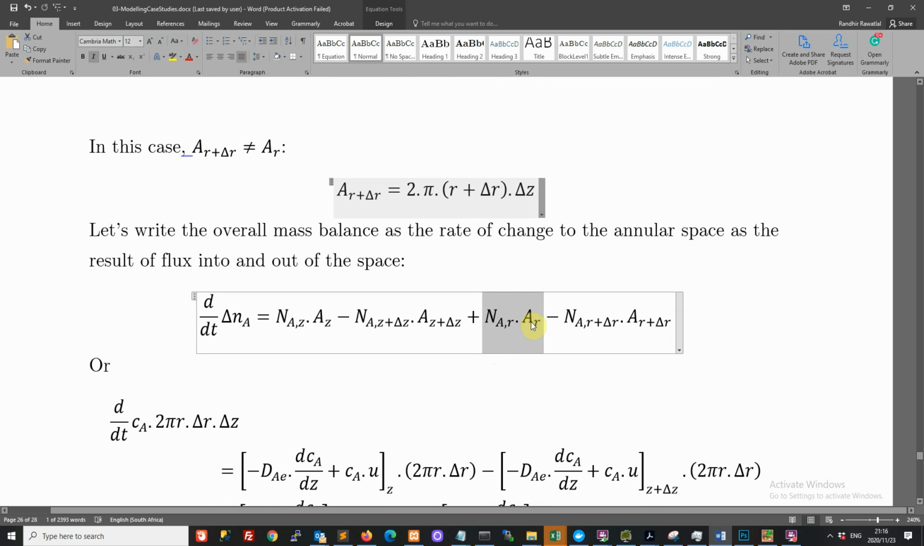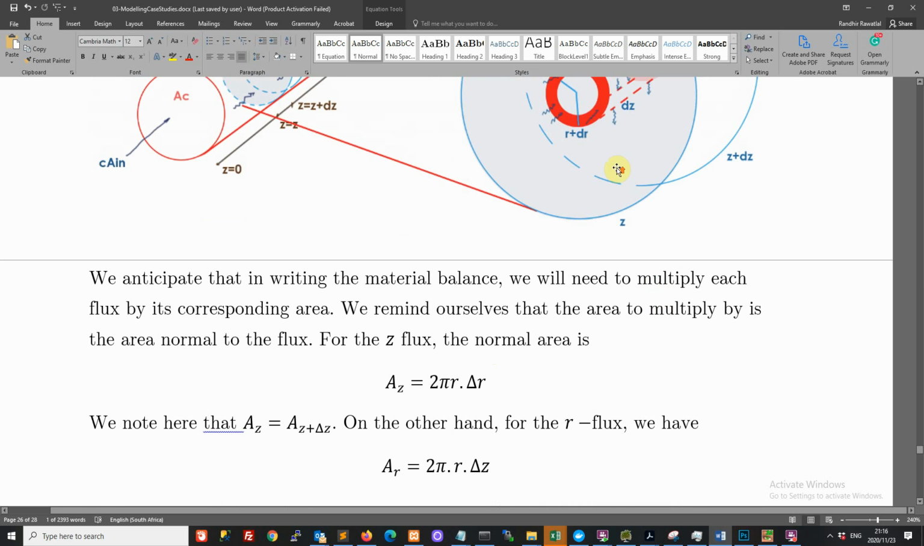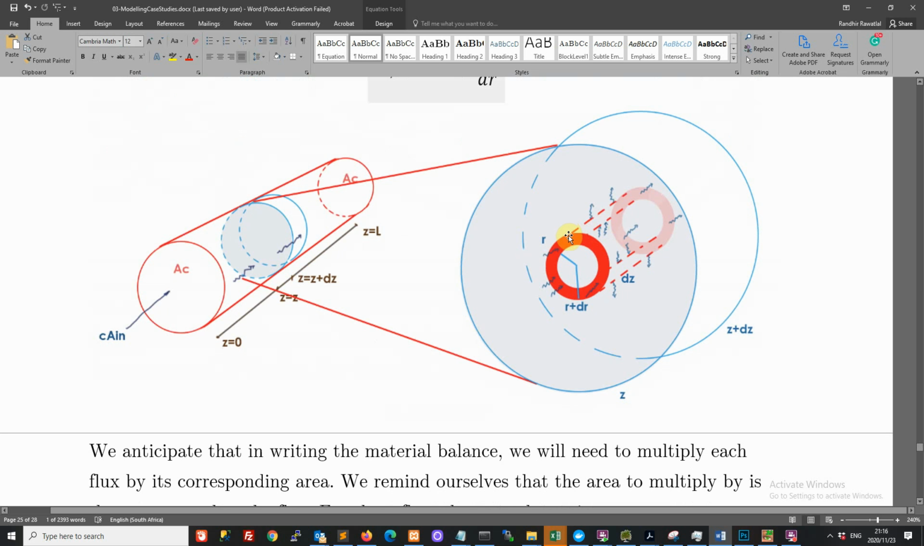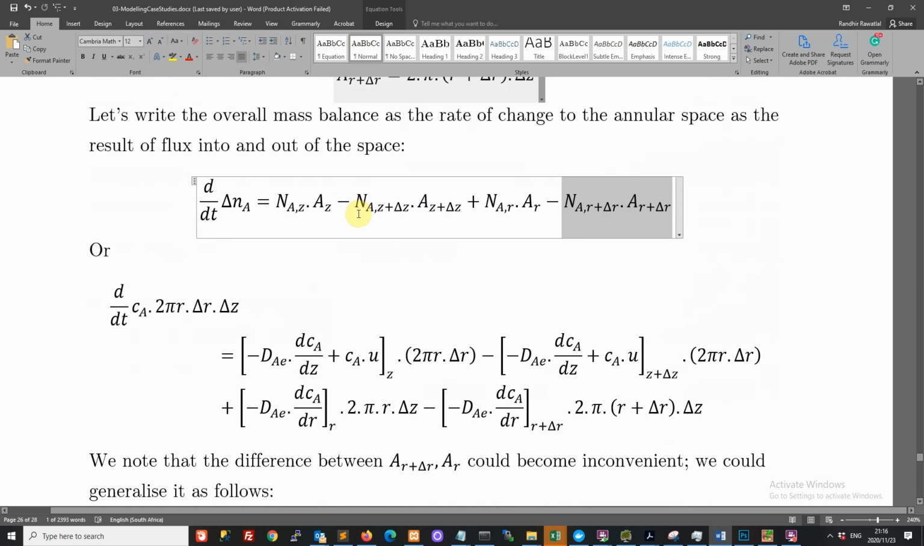So that's entering into our space, and then leaving the space is here. On the outer surface here, flux in this direction is a loss of moles from that space. Those are all the fluxes and areas, and the sum of all that gives us the rate of change of moles in the space.